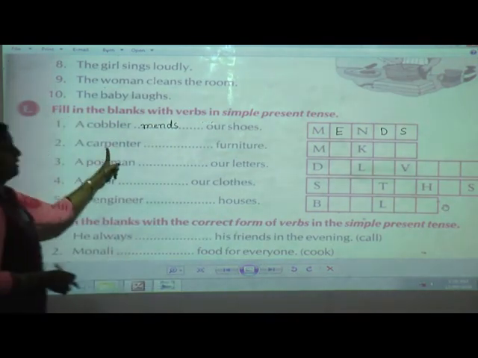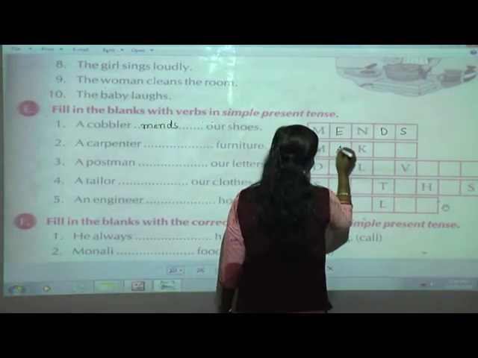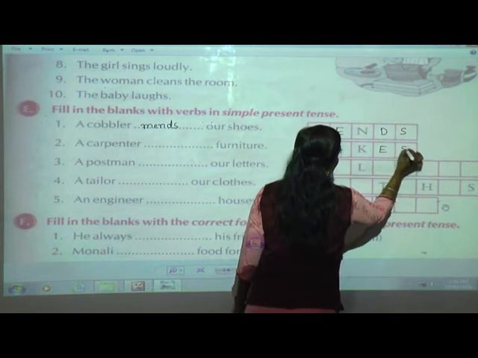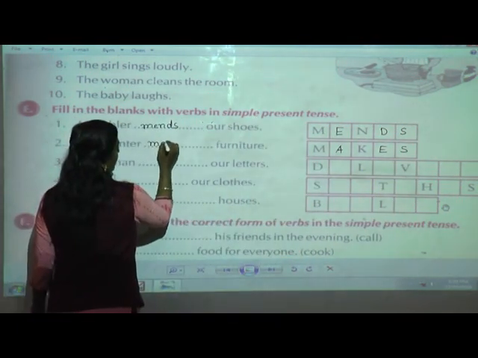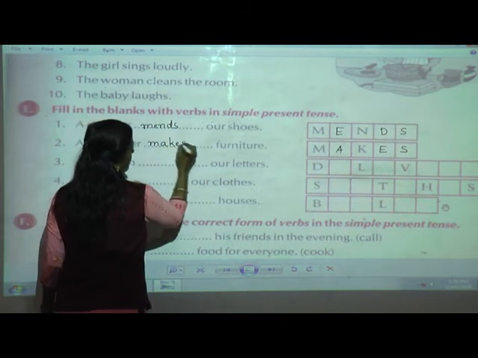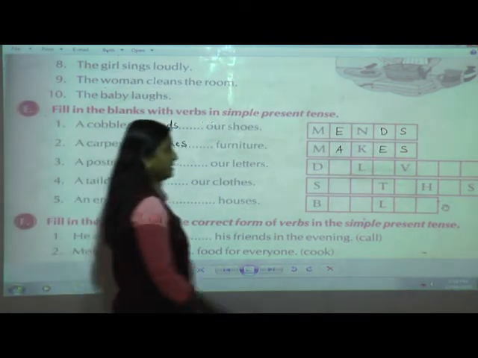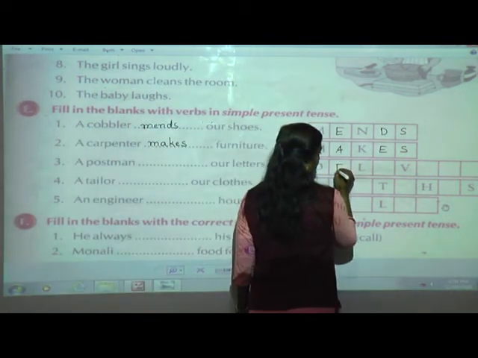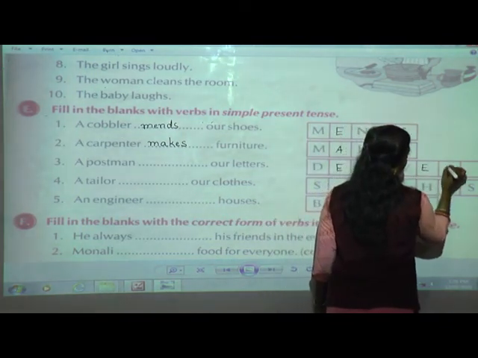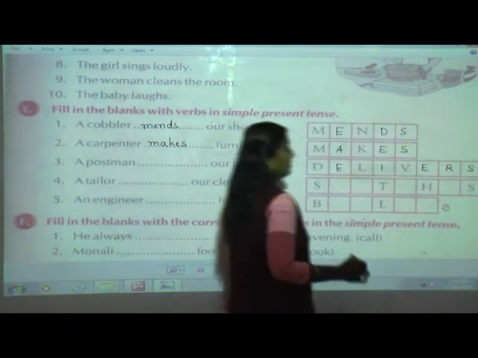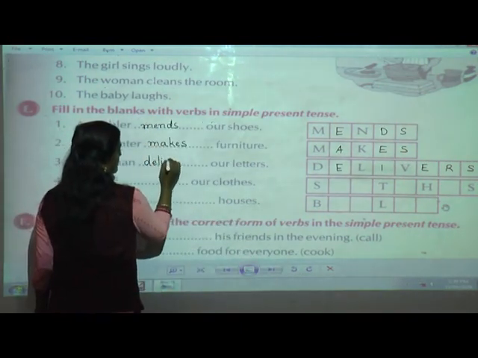Done? A carpenter dash furniture. Can you tell me what a carpenter does? Yes, a carpenter makes furniture. Be fast. M-A-K-E-S. A postman, what is the duty of the postman, students? Yes, he delivers letters. D-E-L-I-V-E-R-S. A postman delivers letters. So I will write here in small letters.